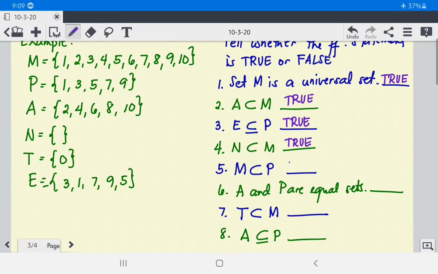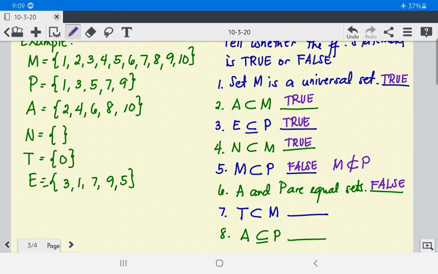Next, number 5, M is a proper subset of P. So here, this is false. Why? Because M is not a proper subset of P. Remember that M is a universal set. Okay? And this statement is false. Next, number 6, A and then P are equal sets. So here the answer is false. Why? Because instead of equal sets, we call them equivalent sets because of their equal number of elements.